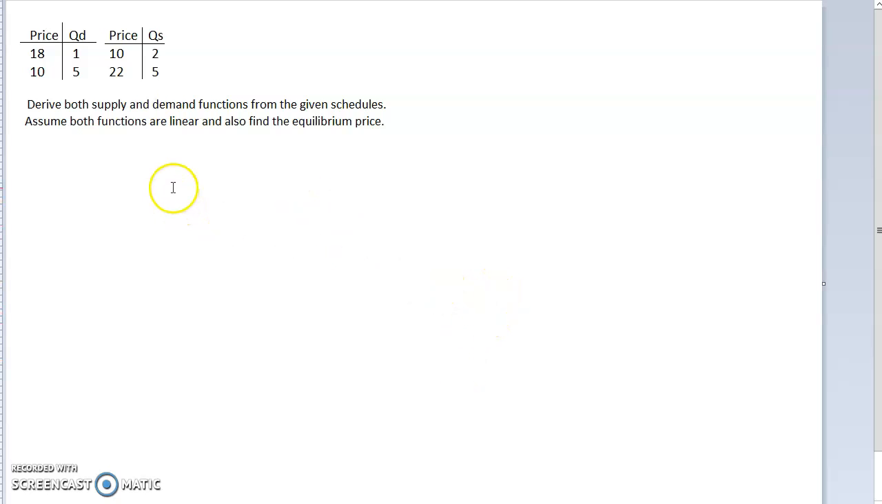We are trying to solve this problem. We got some data points. We were trying to get a supply and demand function from the given schedules. We're going to assume both functions are linear.